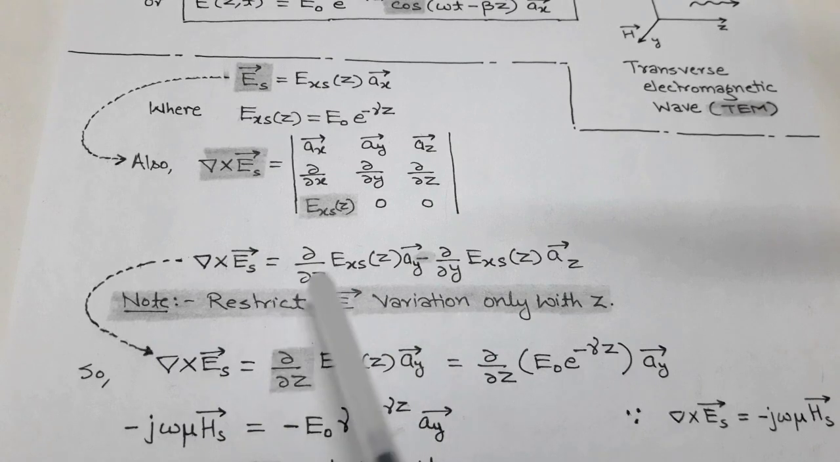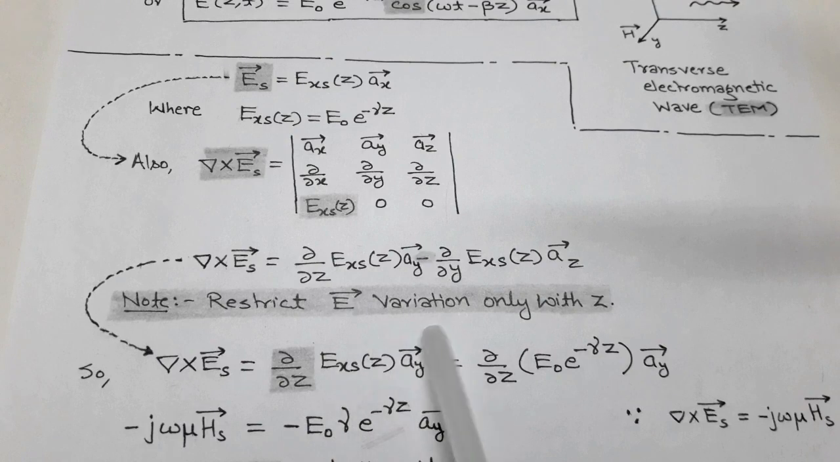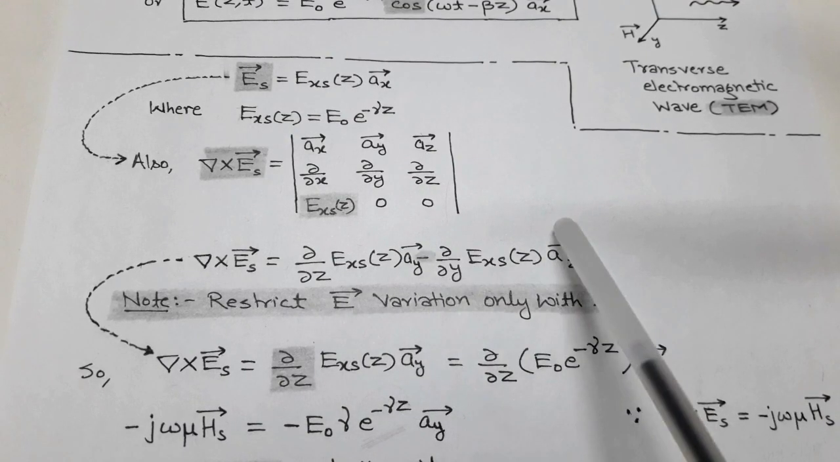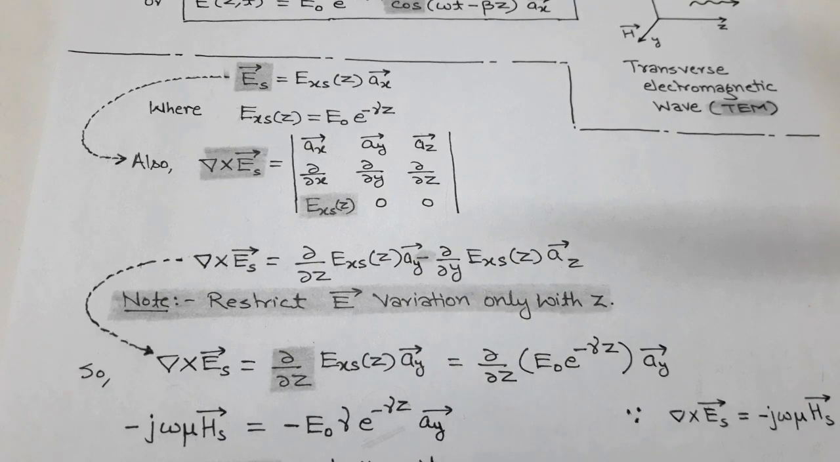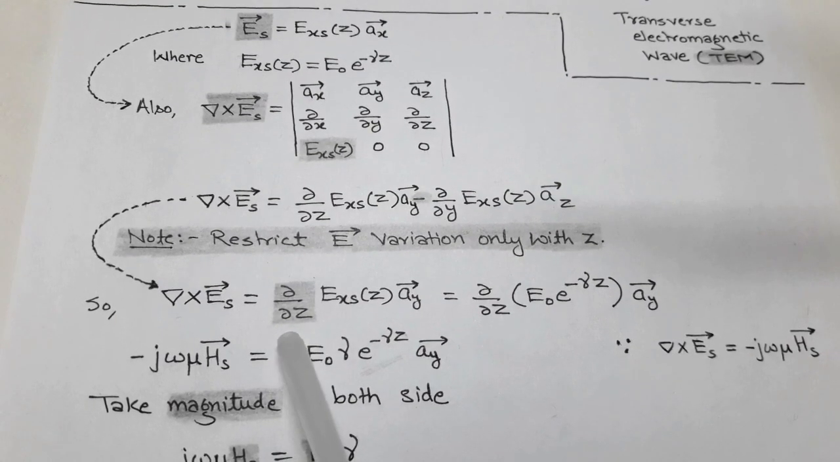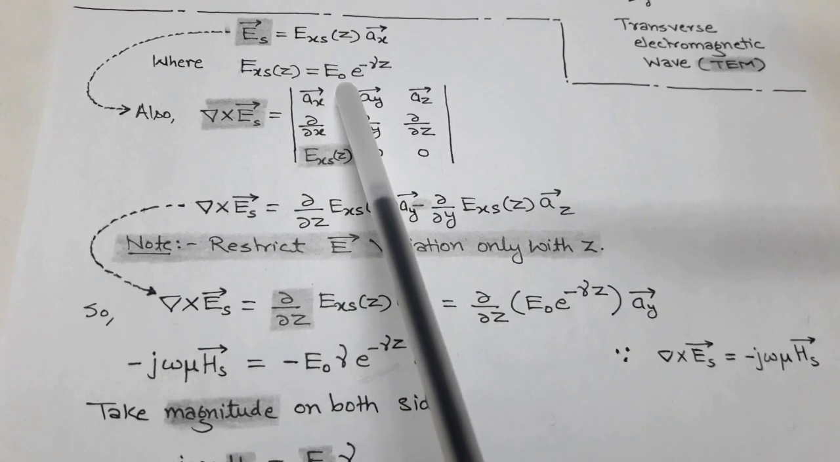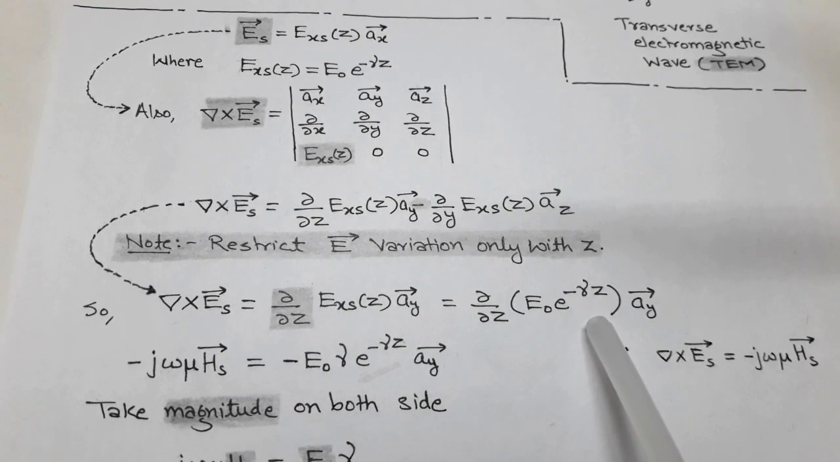As the electromagnetic wave propagates towards the z direction, the electric field is a function of z and varies along the z direction. So we restrict the electric field variation only to the z direction, and the second term gets neglected. Now the curl of the E vector equals ∂/∂z of Exs(z) in the unit vector y direction. And we know that this is the magnitude of the electric field, E0 e^(-γz), that is the forward part.